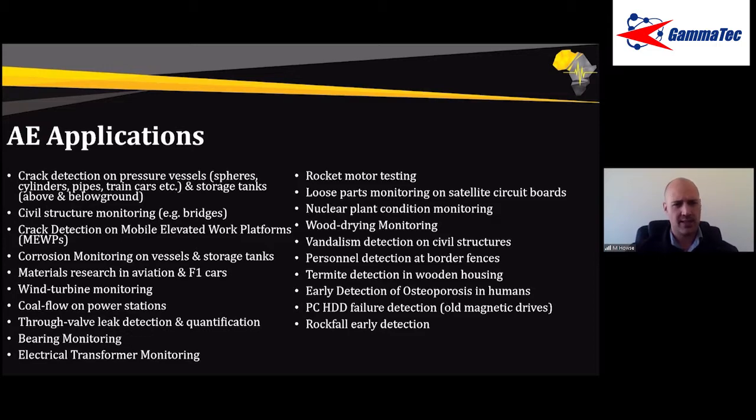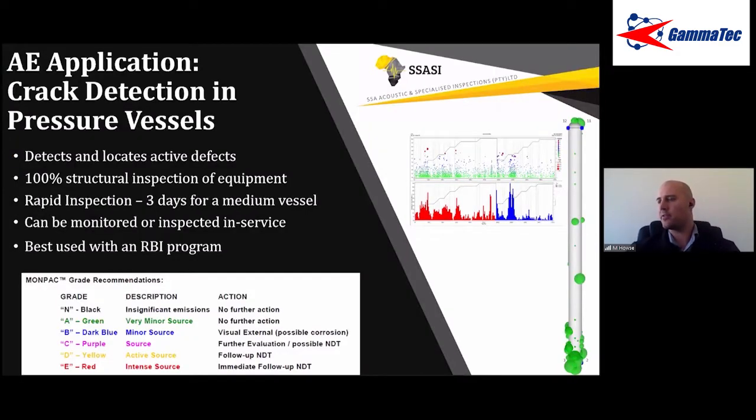rockfall early detection, etc. Now, we will be looking at 3 particular applications, namely crack detection on pressure vessels and storage tanks, corrosion monitoring on vessels, and then through valve leak detection. So if we start off with the first application, which is crack detection, it detects and locates active defects. So this could be hydrogen blisters going stepwise cracking, normal cracking, SCC, whatever it is.